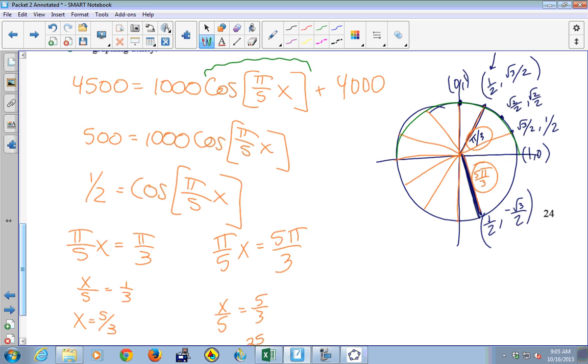So I had the cosine of some stuff. Anything you're taking the cosine of has to be an angle, right? So I have the cosine of some angle, even though it's written fancily. Cosine of some angle is 1/2. So I figured out what angles have a cosine of 1/2, pi over 3 and 5 pi over 3. So this angle, which is named pi over 5x, has to equal pi over 3 or 5 pi over 3 in order for the cosine of it to be 1/2.